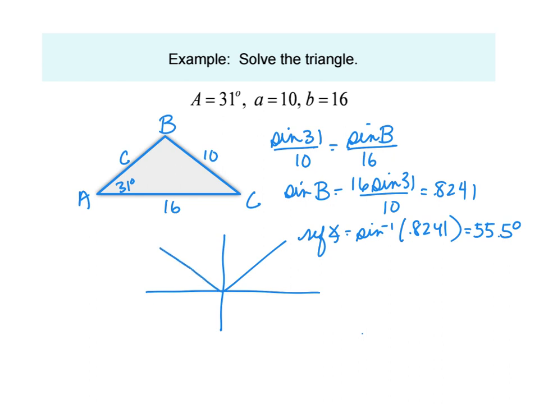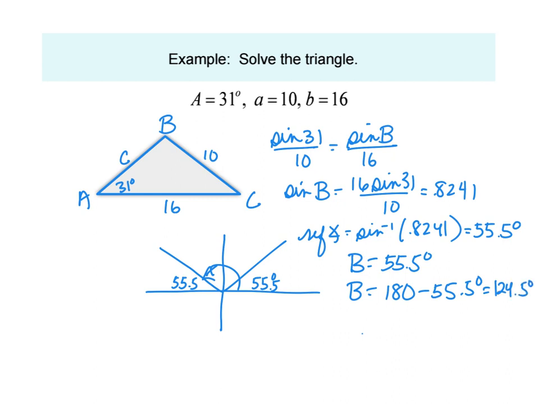Now, sine is positive in the first and the second quadrant. So I may have a solution in the first quadrant, but at the same time, I might have a solution in the second quadrant with that same reference angle. So that angle, I have 2 choices for. 55.5 degrees in the first quadrant, or 180 minus 55.5 degrees in the second quadrant. And that is 124.5 degrees. So now I have to consider that my angle B might be 55.5, but at the same time, it might be 124.5.